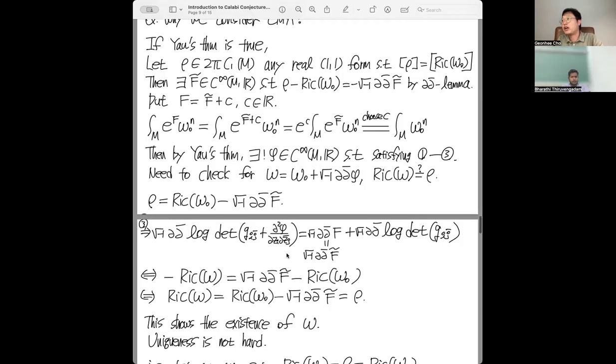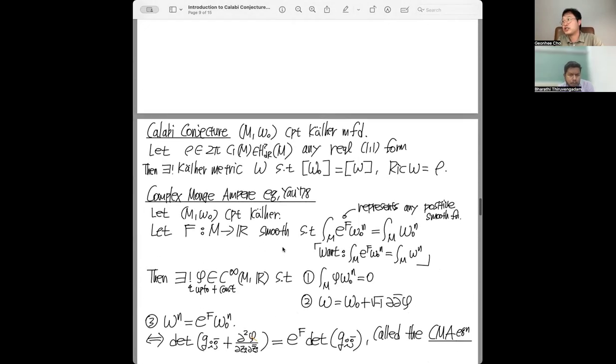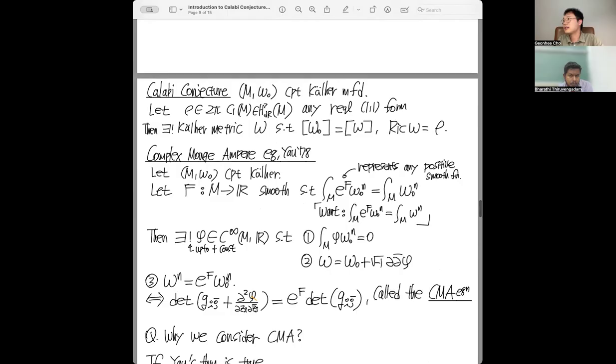So yeah, this recovers Calabi's conjecture by finding this unique function satisfying three conditions. So now Calabi's conjecture is completely solved.